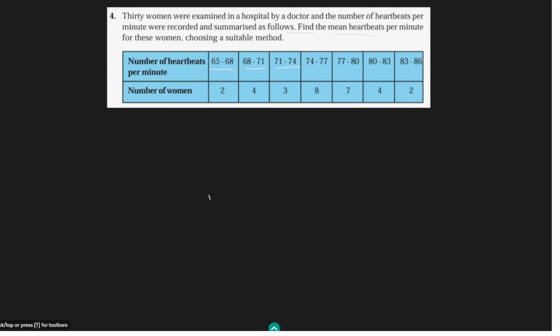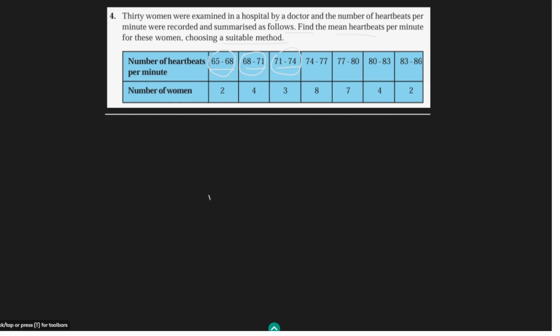So here is the fourth question, which says 30 women were examined in a hospital by a doctor and the number of heartbeats per minute were recorded and summarized as follows. Find the mean heartbeats per minute for these women choosing a suitable method. So here the data has been given to us and we need to find the mean of this data. We are asked to find a suitable method, and if you see the numbers are bigger numbers here, so we can either go for the second method, that is the assumed mean method, or the step deviation method. So we'll use the step deviation method for this.